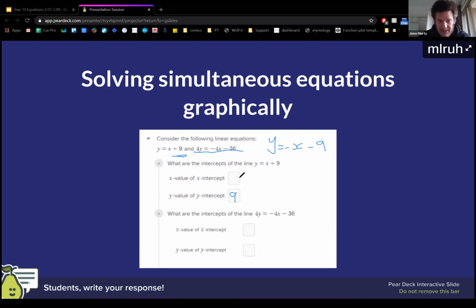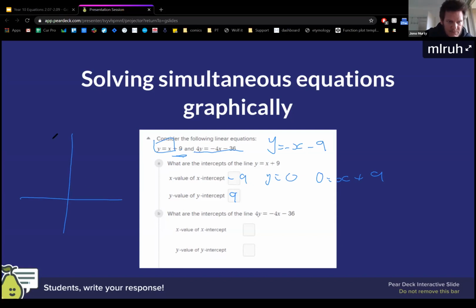So that's our y-intercept. X-intercept is when y equals 0. So subbing in here, we'd get 0 equals x plus 9. So x must be minus 9. We'd expect this because the gradient here is just 1.